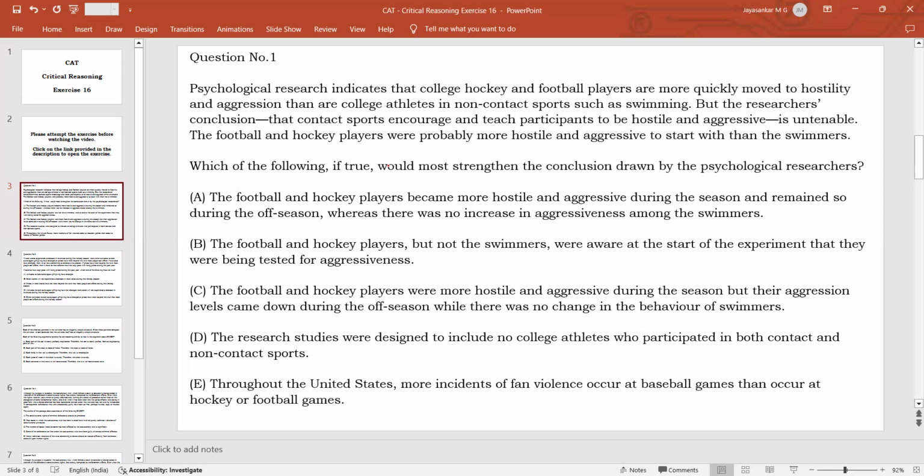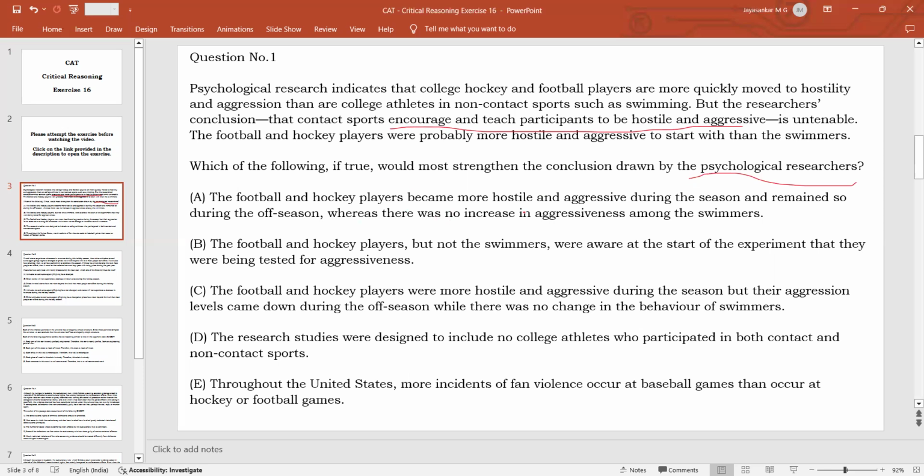So we have two conclusions. One is the psychologist or the researcher's conclusion, and the second is the author's conclusion. And our question is regarding the conclusion by the psychological researchers, that the contact sports like football, hockey, etc., encourage and teach participants to become more aggressive. So we have to find a statement that strengthens the conclusion made by the psychological researchers.